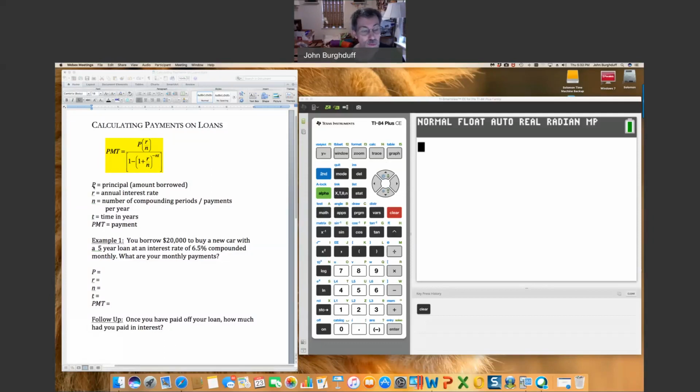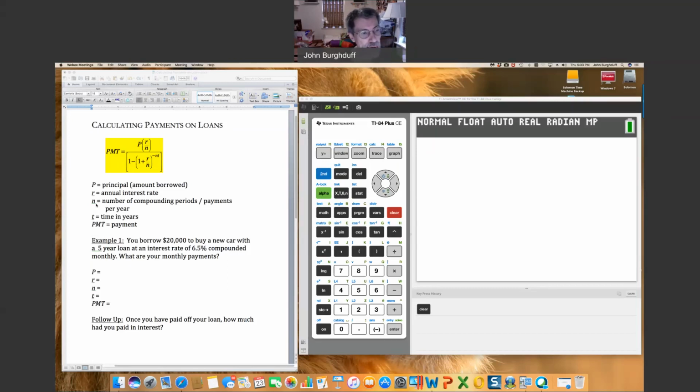P is the principal, that's the amount that you borrow. R is the annual interest rate that you're paying. N is the number of compounding periods and payments per year. The assumption is that the interest is compounded at the same periods as the payments are made. T is the time in years, and then the formula will give you PMT, which is the payment.